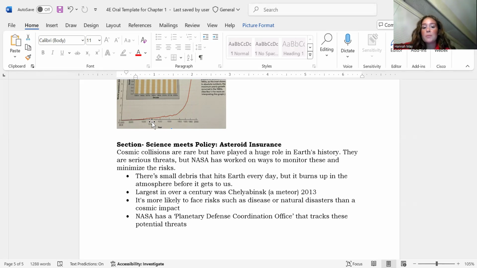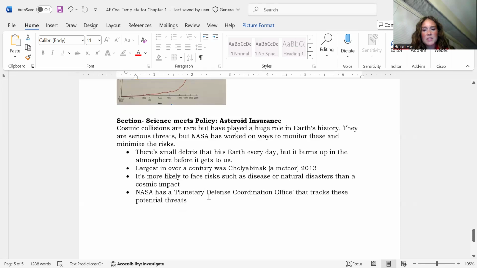I cannot say that word, but I think it's Chelyabinsk. I don't know. But I thought that was insane. I didn't know that. And I was alive, I don't remember. But also we're more likely to contract a disease or be caught in a natural disaster than ever being alive to witness a cosmic impact.